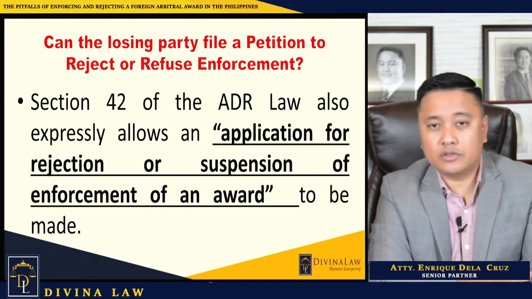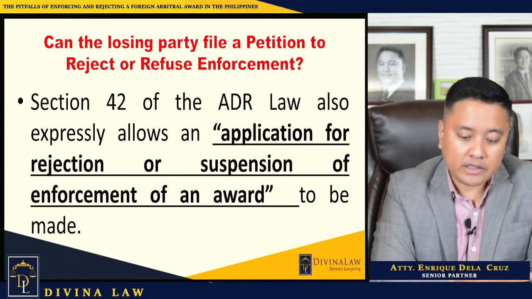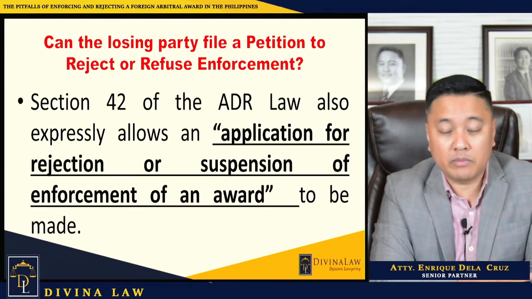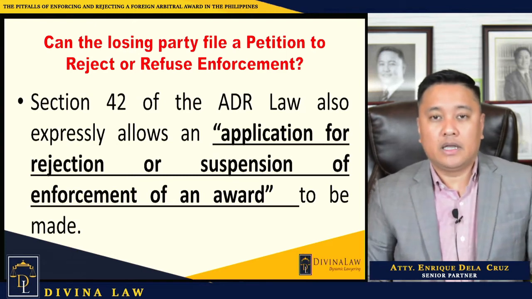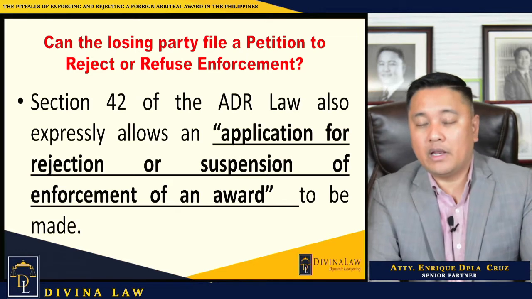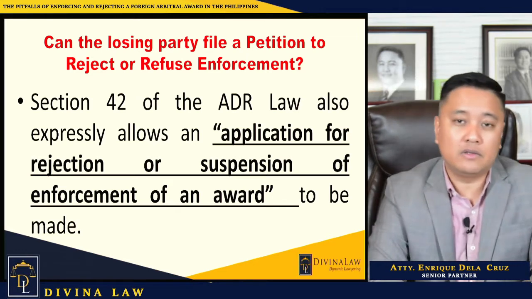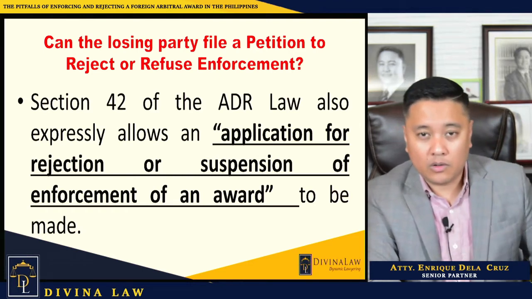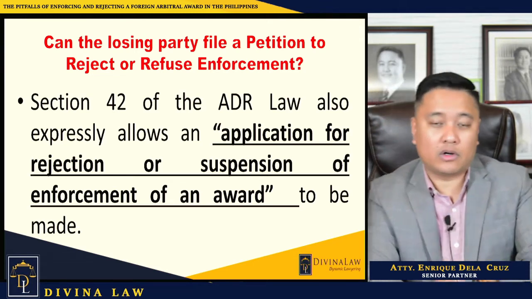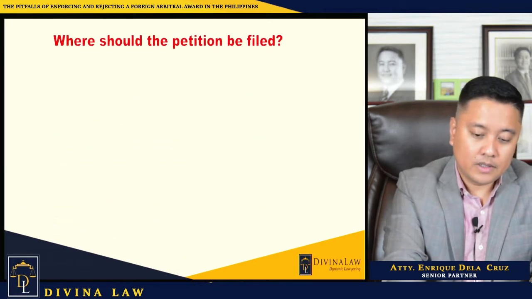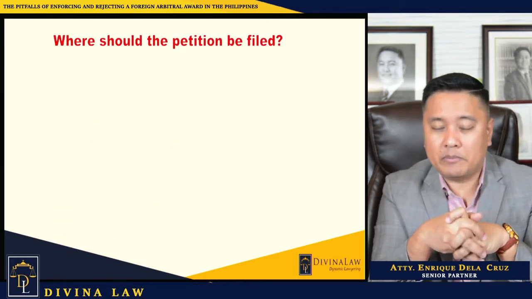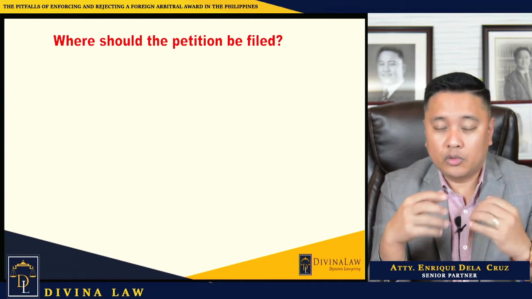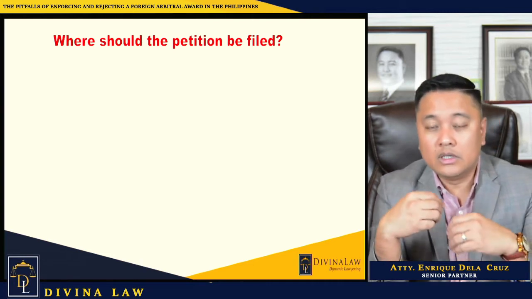Also, under Section 42 of the ADR law, it expressly allows an application for rejection or suspension of enforcement of an award to be made. So you have two legal bases that justify a losing party to preempt the prevailing party by filing a petition to refuse recognition or a petition to reject the enforcement of a foreign judgment: Section 42 of the ADR law and Section 13.4 of the Special ADR Rules. Now, assuming that you will file a petition to enforce, or in the alternative, you're the losing party and you would want to preempt it, you would want to file a petition to refuse recognition or to reject the enforcement.